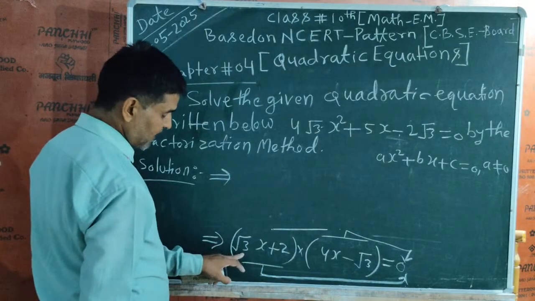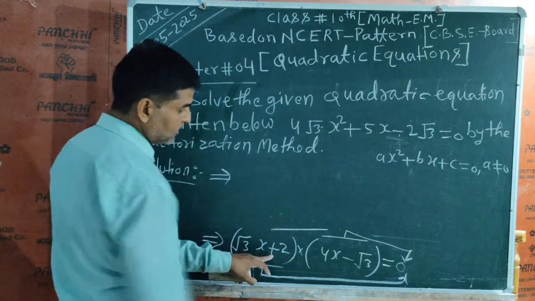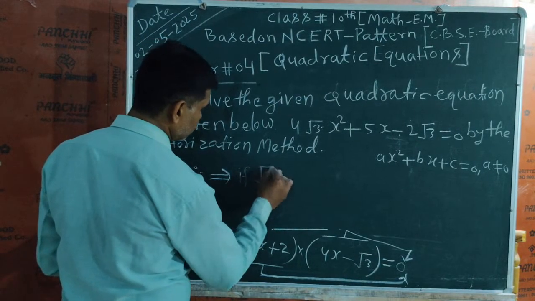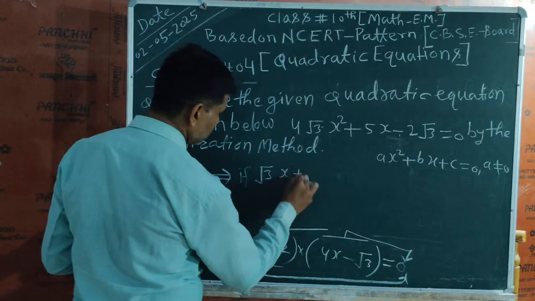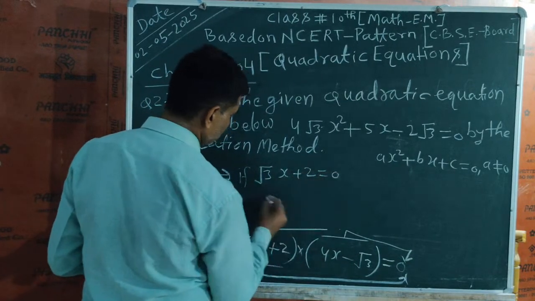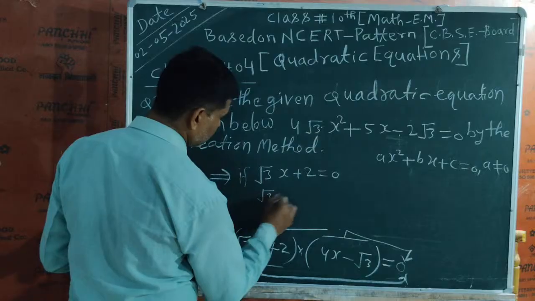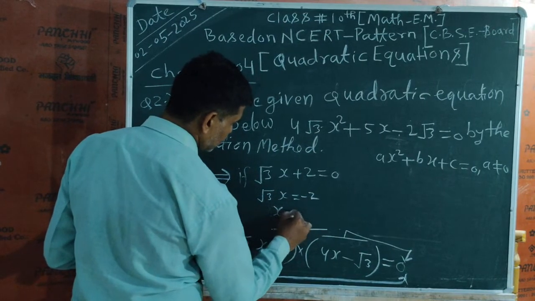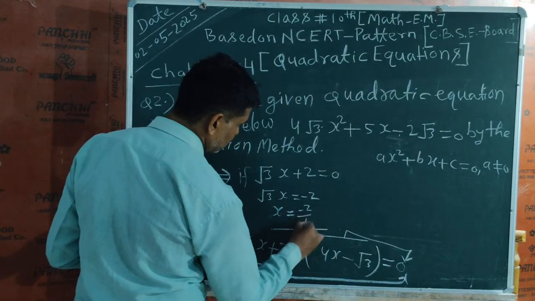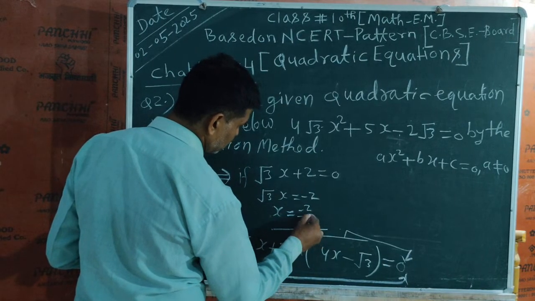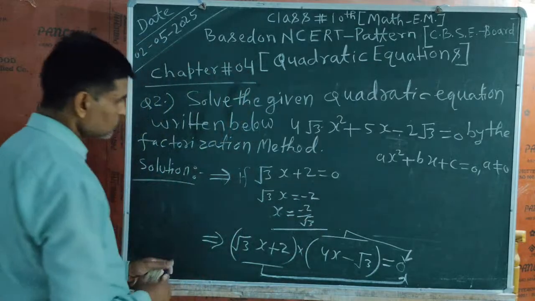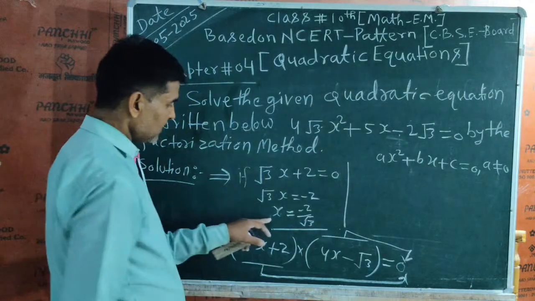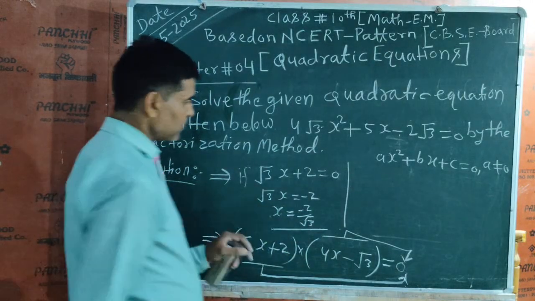So here I can write root 3x plus 2 is equal to 0. In condition 1, I will write root 3 into x plus 2, which is equal to 0. So I will write root 3 x is equal to minus 2. So after writing it, x is equal to minus 2 divided by root 3. So here one value of x I have got: x is equal to minus 2 divided by root 3.